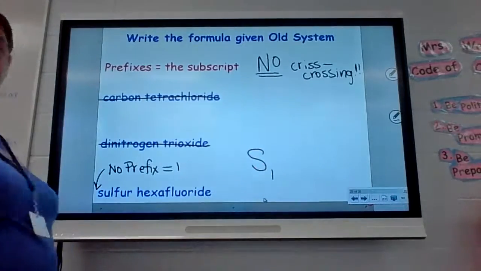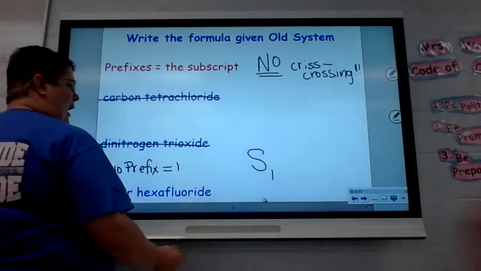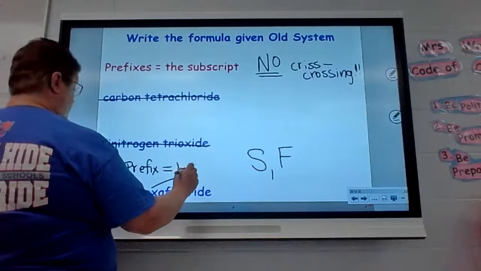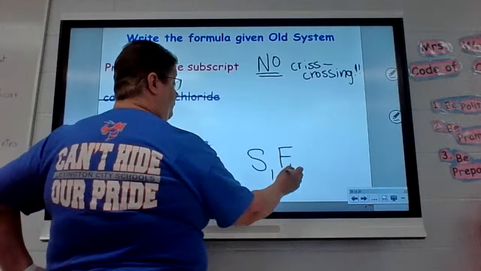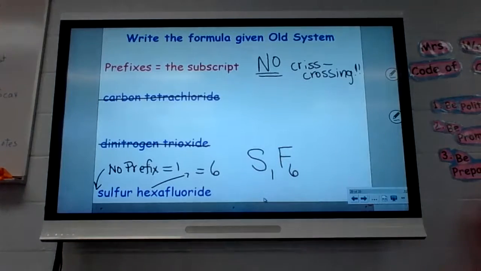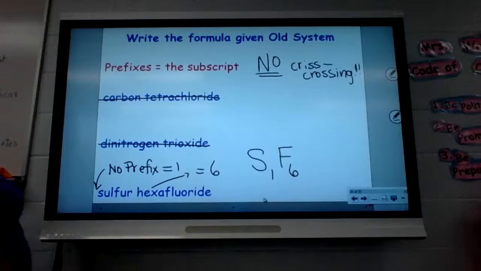And I'm going to erase that in a second. I'm just emphasizing for teaching. All right, fluoride has what on it? A 6. That equals a 6. Questions about how the prefixes are the subscripts? We don't crisscross. Whatever prefix is on it is the subscript.